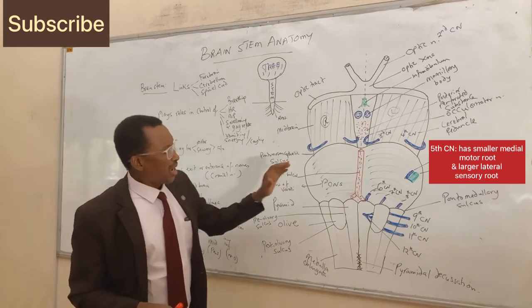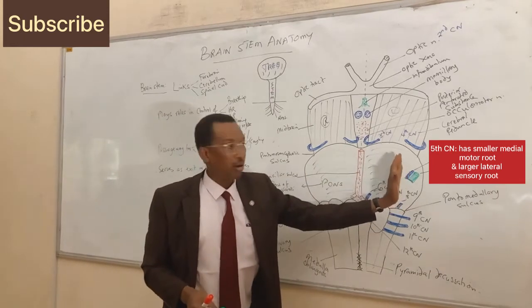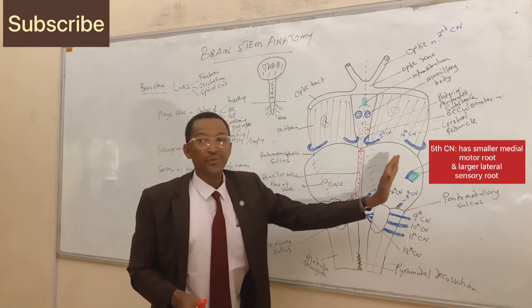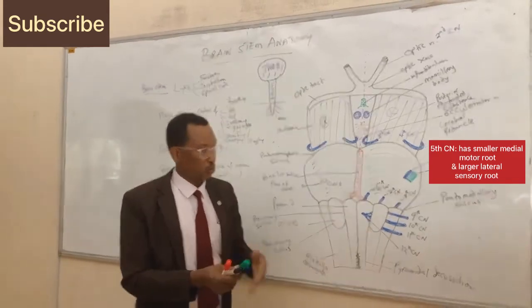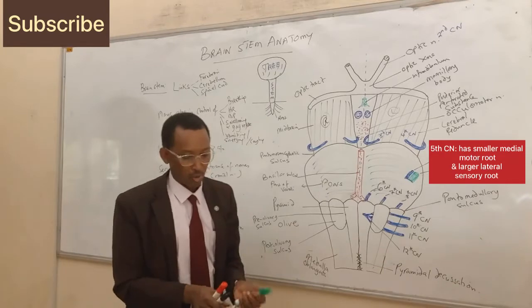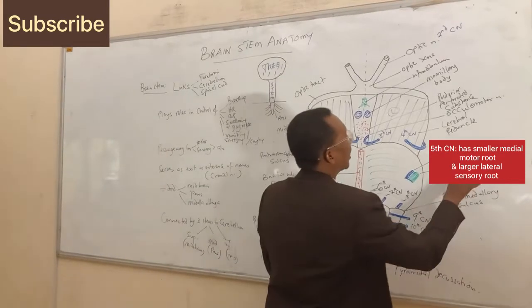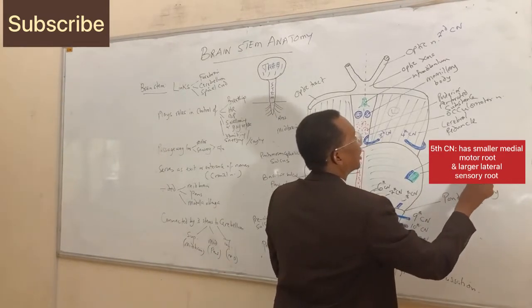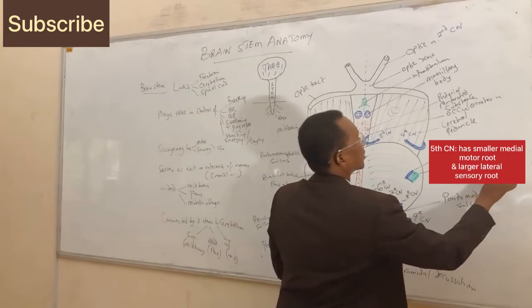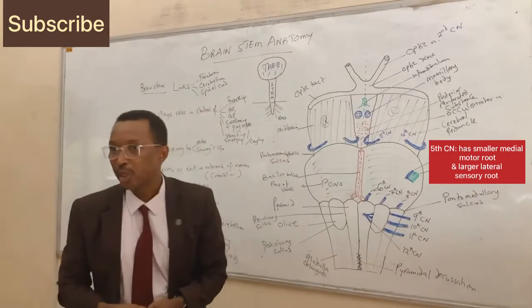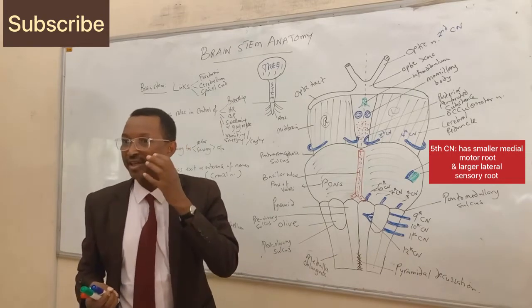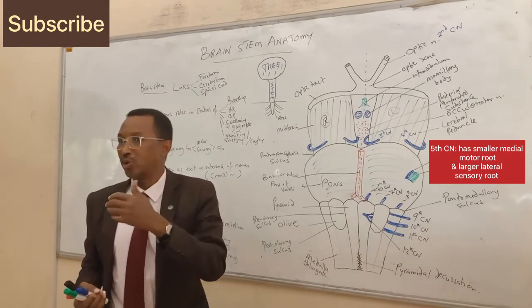On the lateral side of the pons, you have the 5th cranial nerve exiting. This 5th cranial nerve is what we call the trigeminal nerve. We call it what? Trigeminal. Tri, because it has 3 branches. The trigeminal nerve has 3 branches. When it comes to supplying areas in the face, we'll see what the branches are.